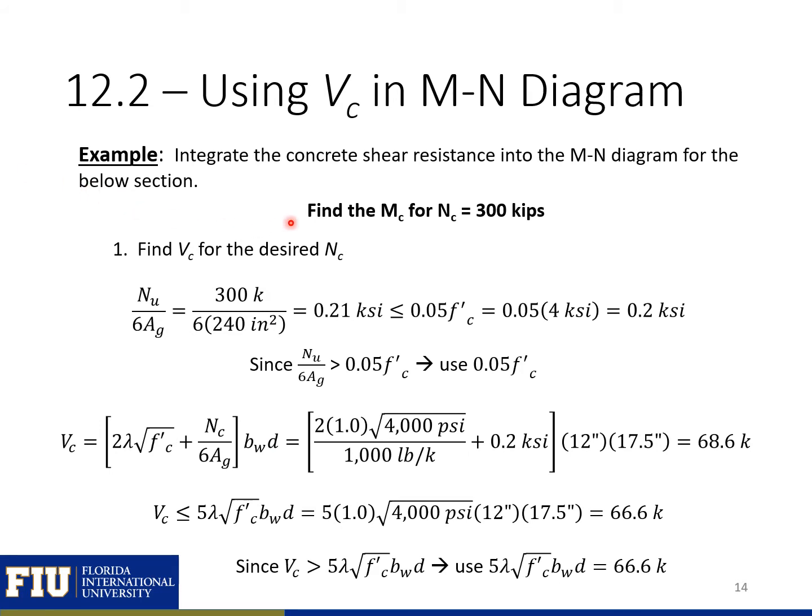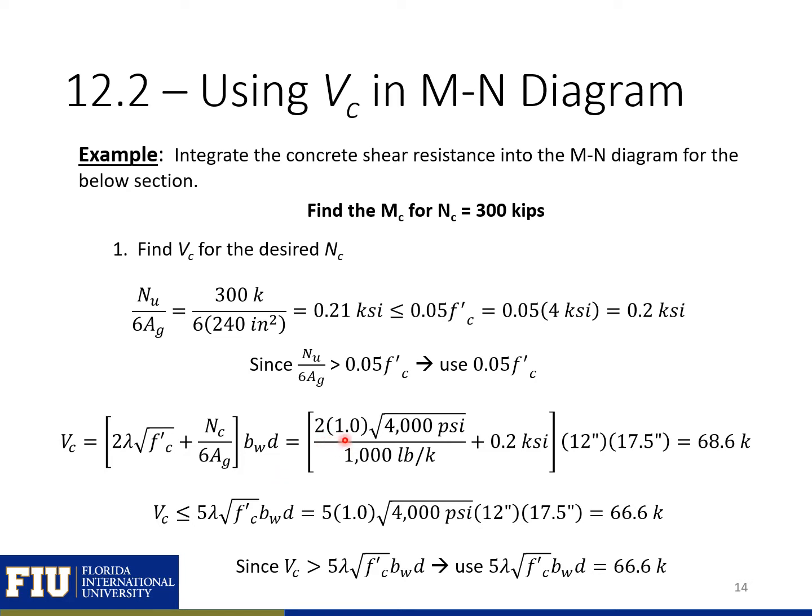Next, we can find the M_c for different applied axial loads. So we'll start with finding M_c for N_u equal to 300 kips. We can plug in our 300 kips compression, so it's positive, into our N_u over 6A_g expression to get a stress here of 0.21 ksi. We can compare this then to the upper limit of 0.05 f'c, which is 0.2. And here, since the 0.21 is greater than 0.2, we need to go ahead and use the 0.2 in our V_c equation.